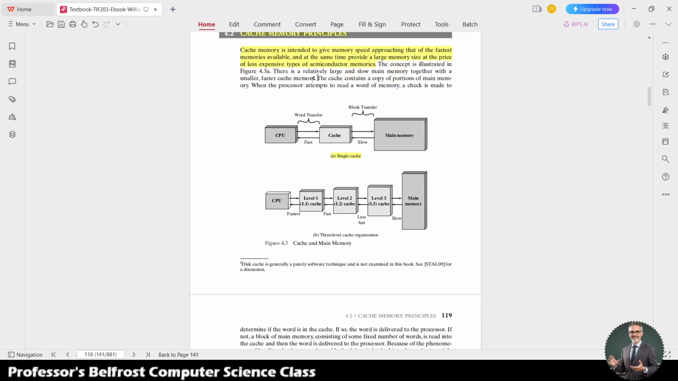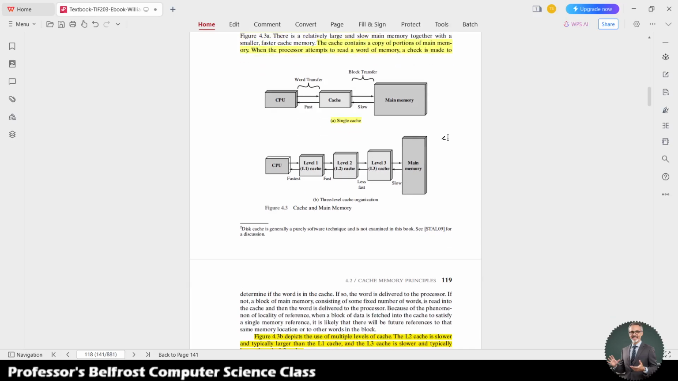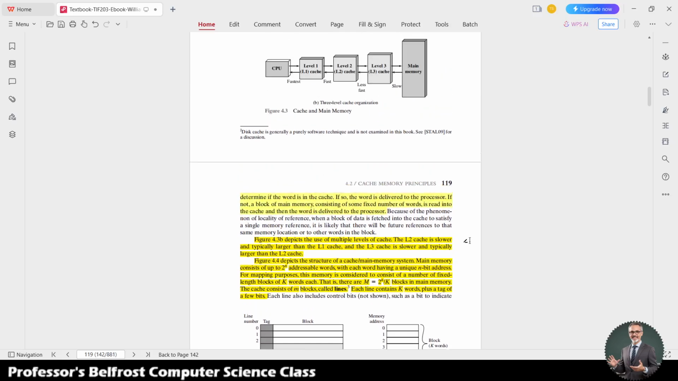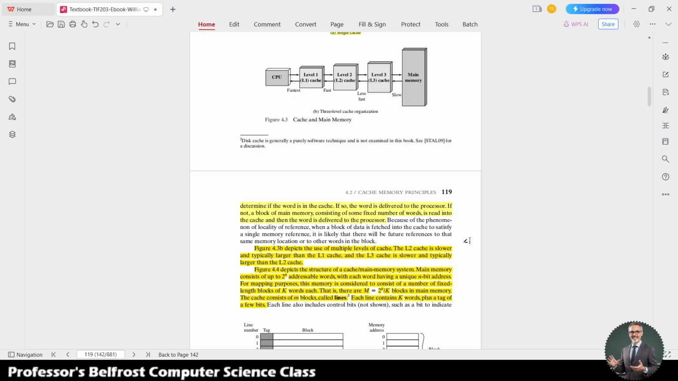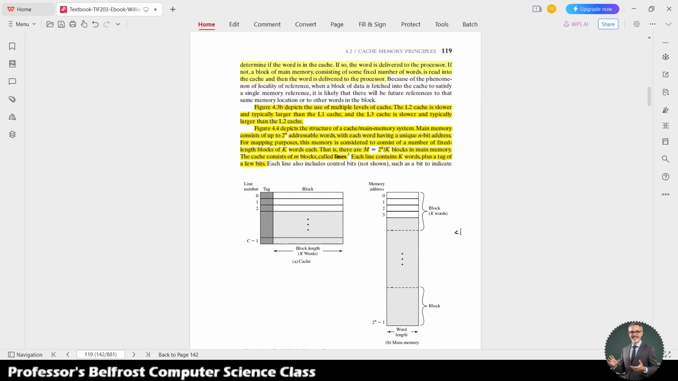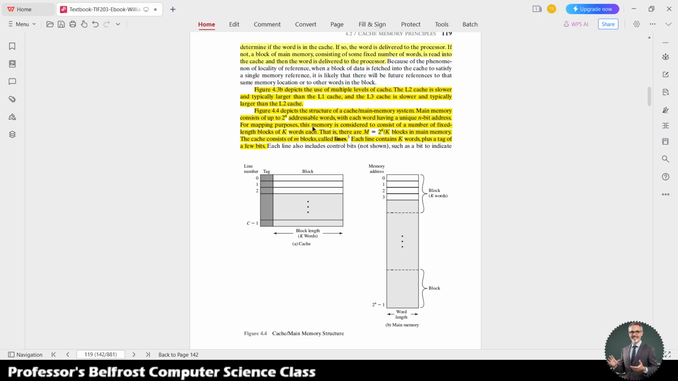Okay, so the cache actually contains a copy or portion of main memory, and when the processor attempts to read a word of memory, a check is made to determine if the word is already in the cache, and if so, then the word is delivered to the processor. If not, a block of main memory consisting of some fixed number of words is read into the cache, and then the word is delivered to the processor. Okay, and we also see from this that L1 is fastest, L2 fast, L3 less fast. So the L3 cache is the slowest one, and L1 is the fastest one in the case of three-level cache organization.